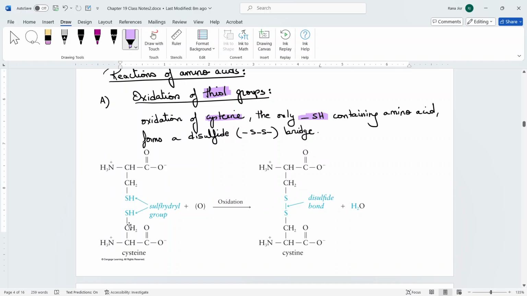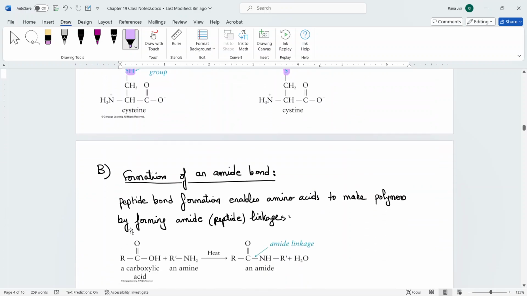Whenever these two cysteine molecules are next to each other, one cysteine will lose a hydrogen, the other one will lose an SH, and what I will form is the disulfide bridge. It's the SS bridge. This is one of the main reactions cysteine undergoes whenever two cysteine amino acid units are next to each other.